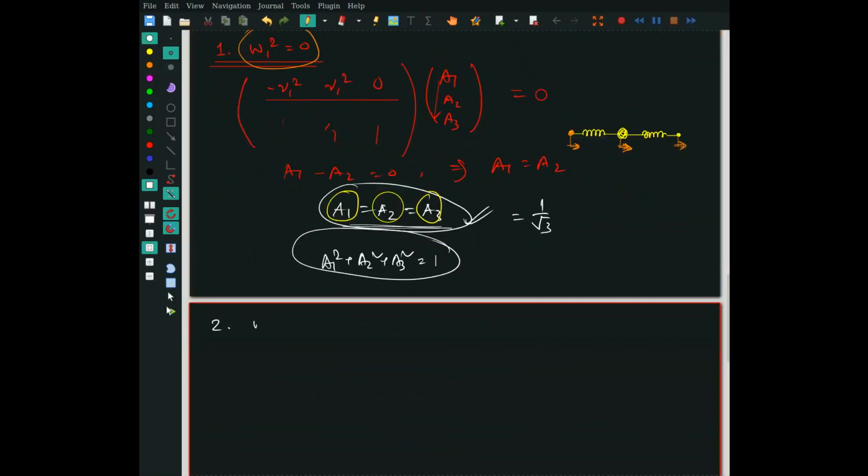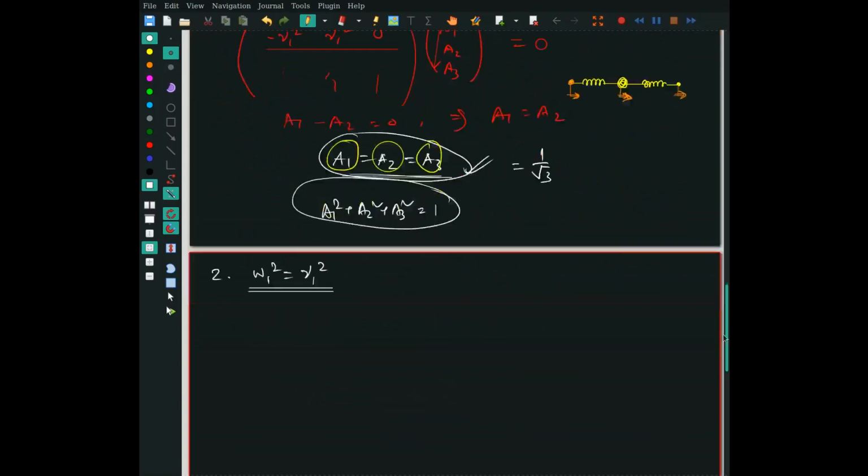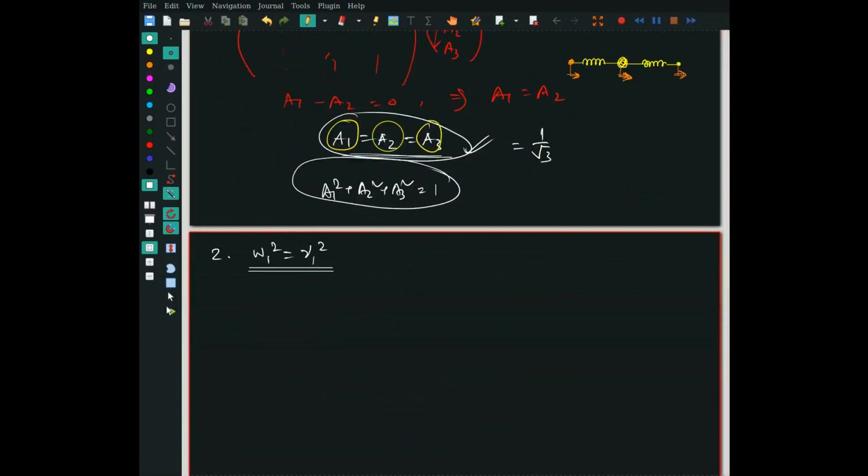Okay, so let us investigate the second possibility, which is omega 1 square equals nu 1 square. So again, if you play the same game, you substitute omega 1 square equals nu 1 square in your equation. Sorry, not omega 1. I should put it omega 2 square equals nu 1 square. Second frequency. So then you will have A1 equals minus A3, and A2 equals 0.